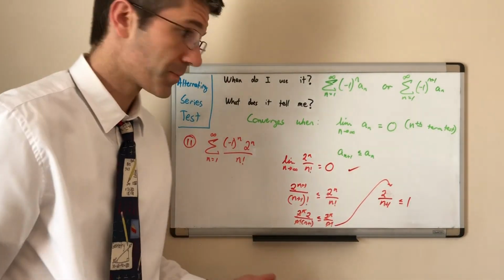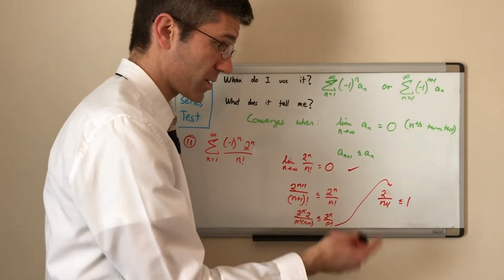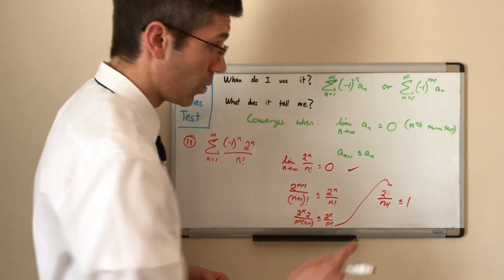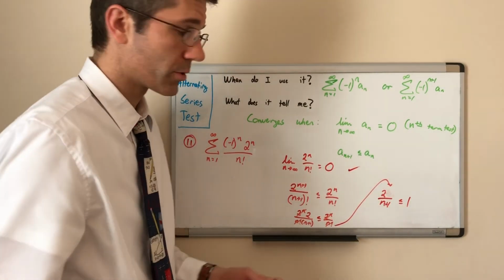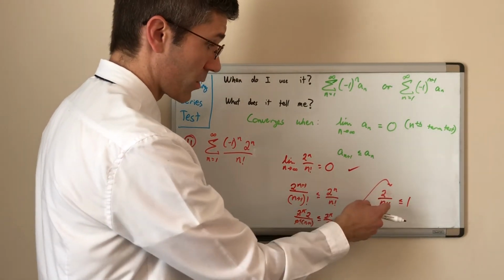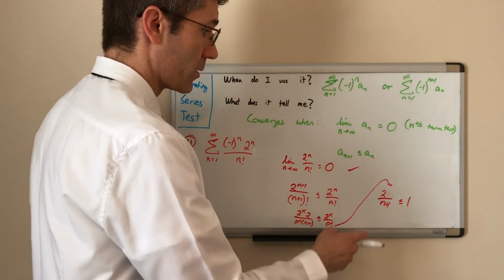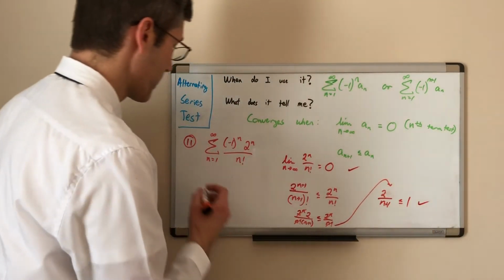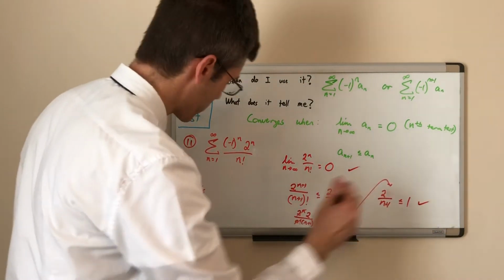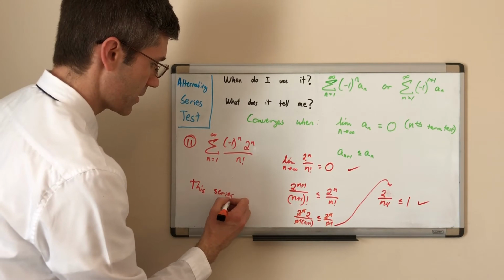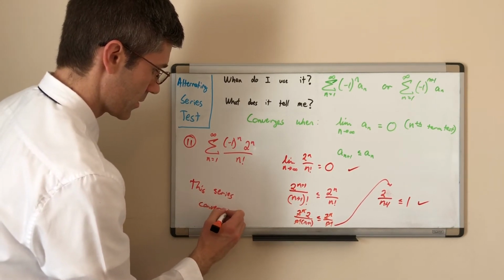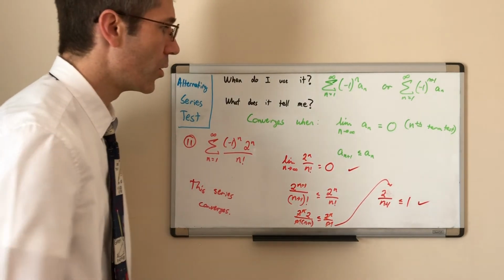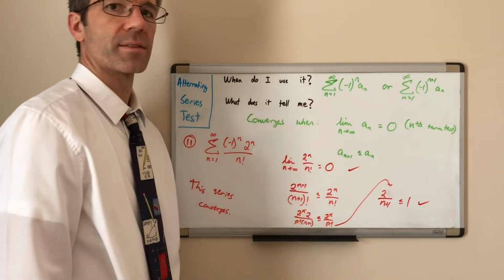Okay, is this a true statement? 2 over n plus 1 is less than or equal to 1. Well, what n values am I dealing with? n goes from 1 to infinity. If I plug in a 1, I have 2 over 2, less than or equal to 1, true. If I plug in a 2, I have 2 over 3, less than 1. And then 2 over 4 and 2 over 5 and 2 over 6, so it's consistently less than 1. So yes, this series converges. If we know this is true and this is true, then we can say that it converges.